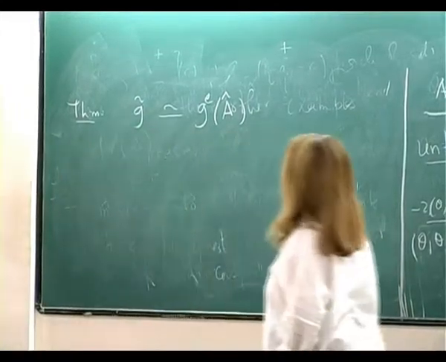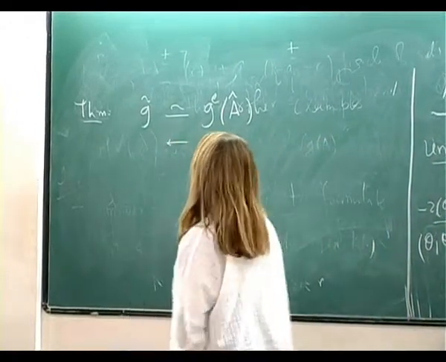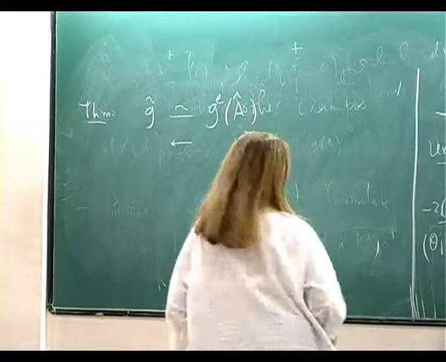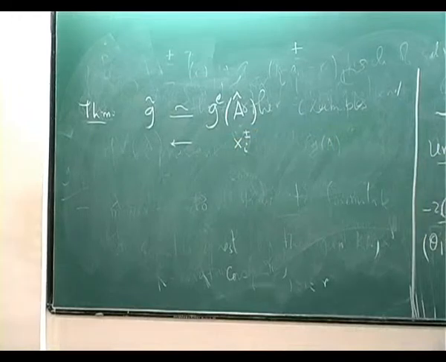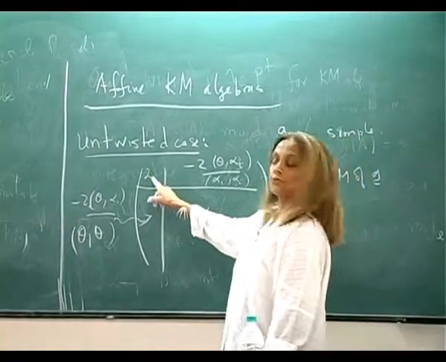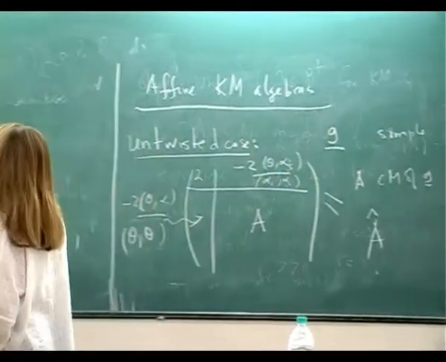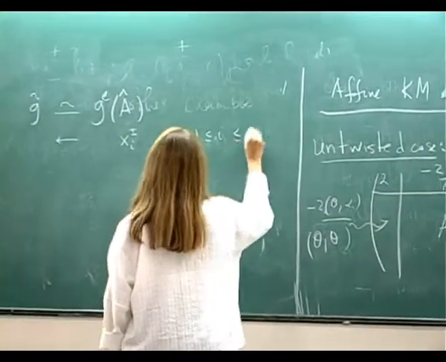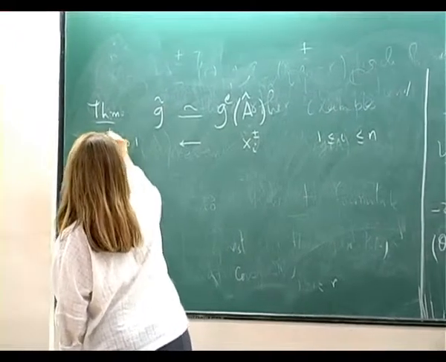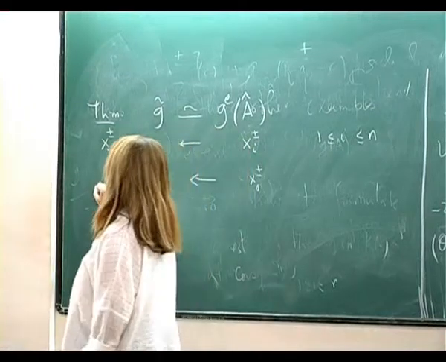And how is the isomorphism given? So I'll define it this way. This algebra has generators xi plus or minus. So this A hat is going to be, this extra node is usually called 0. This is your n by n matrix. So the xi plus or minus for 1 less than or equal to i less than or equal to n will go to x alpha i tensor 1 plus or minus. And my extra Chevalley generator will go to x.